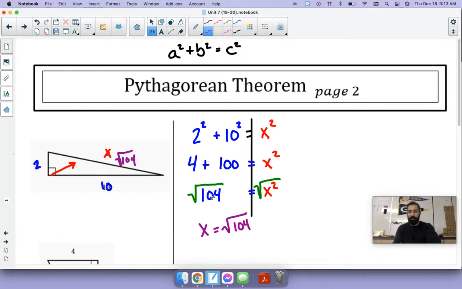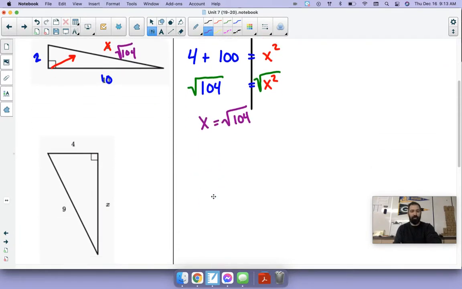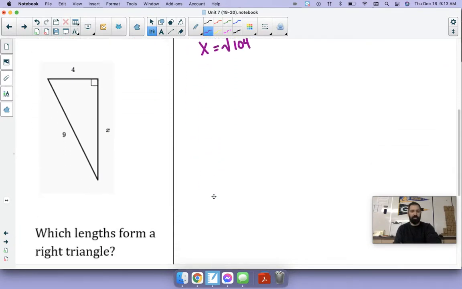Okay. Pause the video now and see if you can work through question number 2, which has the side lengths of 4, 9, and x. Notice the side length that is missing. Pause this video and see what you get. Now that you are back, let's finish this problem. Let's see how you did.